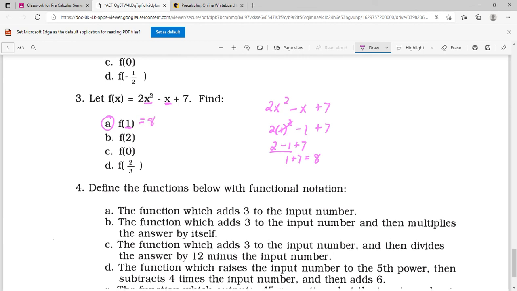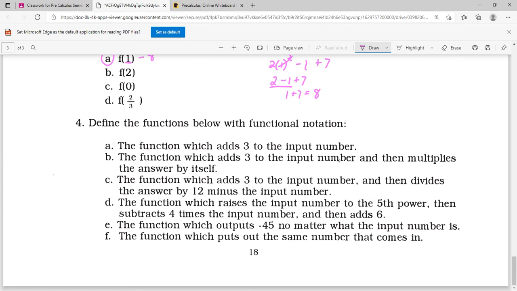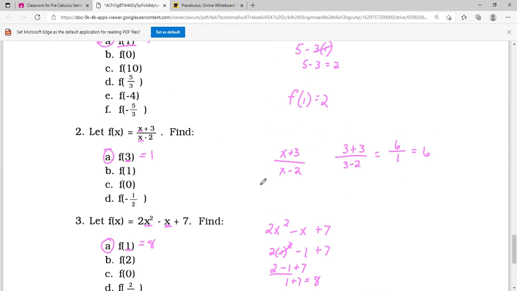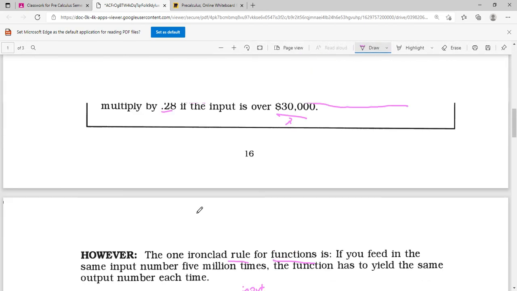Okay, pretty easy. Number 4 has us define the functions below with function notation. So I'm going to take these words right here, and I'm going to turn that into function notation. So I'm going to say f of x equals the function which adds 3 to the input number. My input number is always going to be x, and then I need to add 3 to that. So f of x equals x plus 3. I'm just adding 3 to my input. All right, super easy, and that's it for this lesson, the idea of a function.